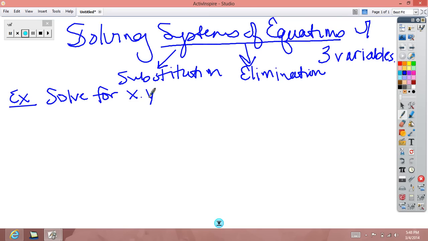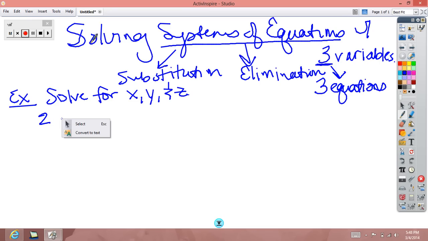Alright, so example, solve for x, y, and z. And my equations, we have 3 variables. If we remember back from before, we had 2 variables, and therefore that gave us 2 equations. Since we have 3 variables, we're going to need 3 equations, because there needs to be the same amount of equations as variables so that we can solve for them all.